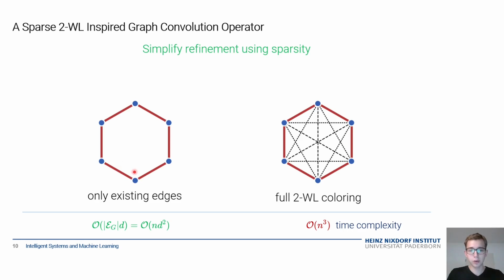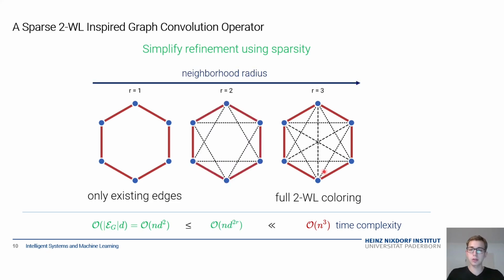The advantage of doing this is that we in fact then obtain a runtime which is linear in the number of vertices. However, this comes with the downside that we actually lose very important information, since it turns out that these hidden edges are actually used to carry information that is necessary to detect cycles, for example. To trade off between runtime and the full expressive power of the two-dimensional Weisfeiler-Lehman colorings, we introduce the so-called neighborhood radius, which allows us to at least consider some of the non-existent edges.